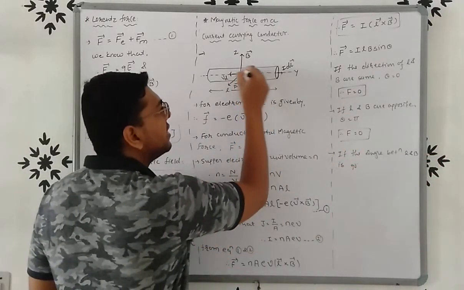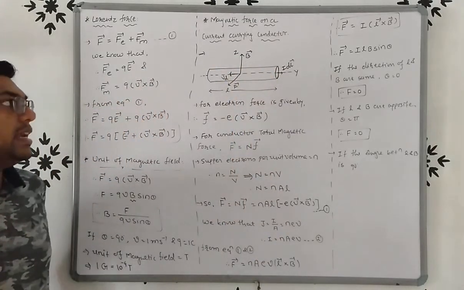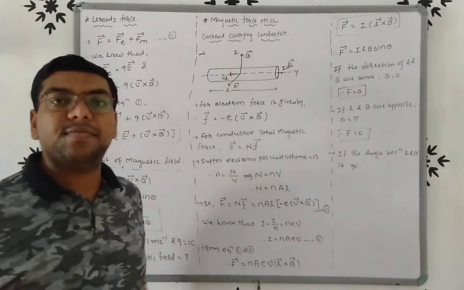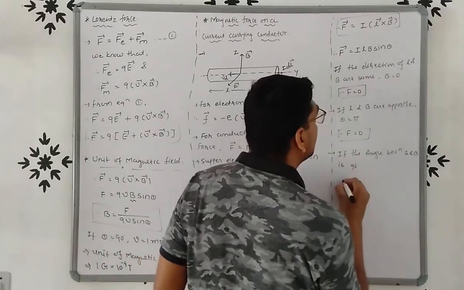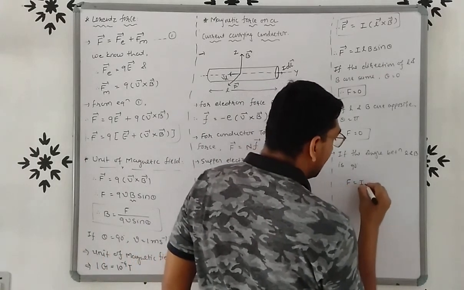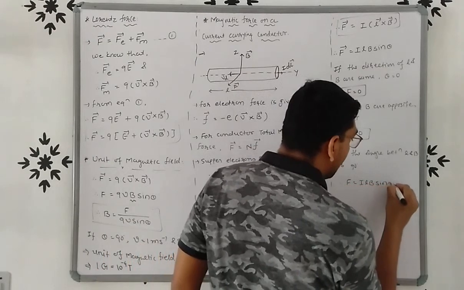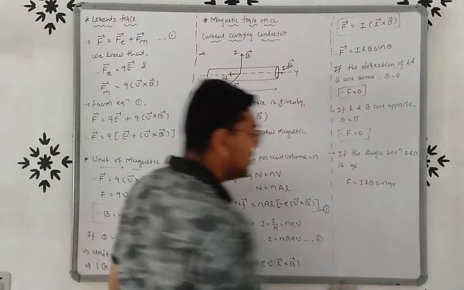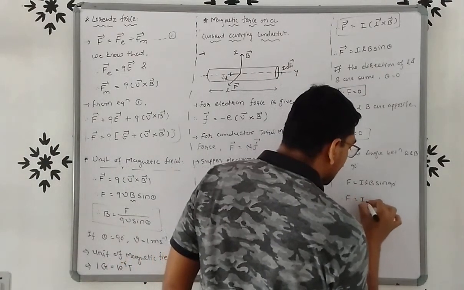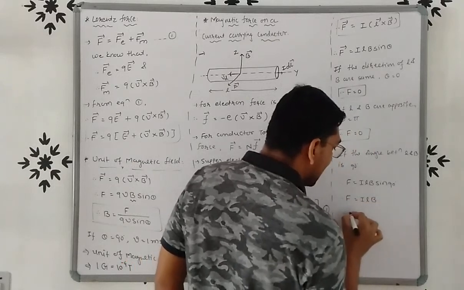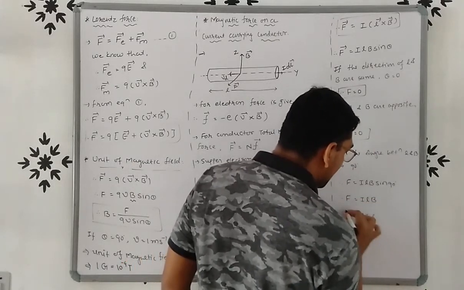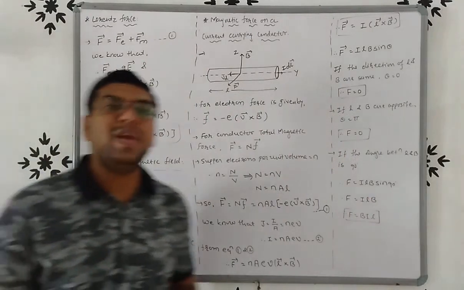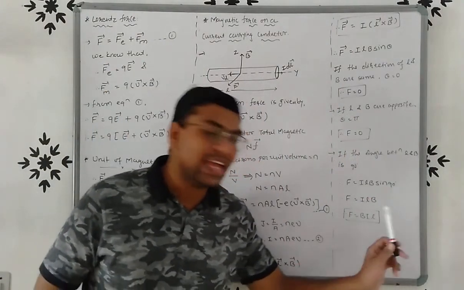Here there is length L and B is at 90 degrees. So if the angle between L and B is 90, or we can say if L and B are perpendicular with each other, then F is equal to I L B sin 90, right? But we know that the value of sin 90 is 1, so F is equal to ILB, or we can say F is equal to BIL, because we can easily remember this formula. F is equal to BIL, right?